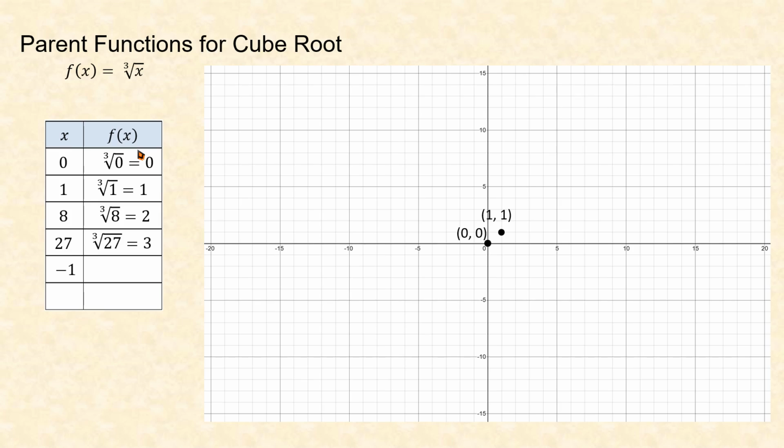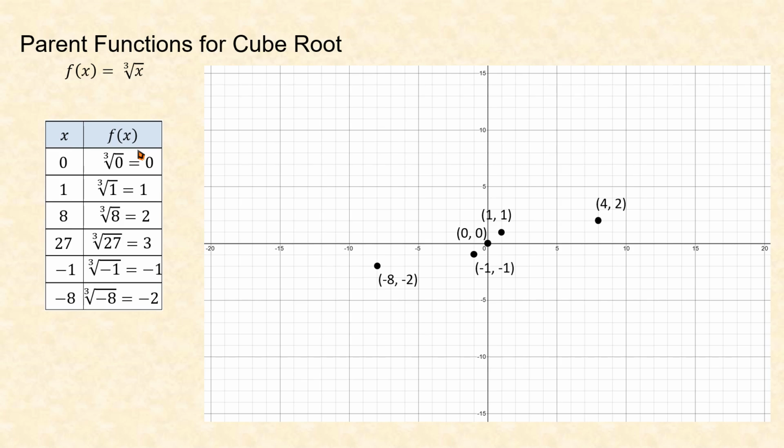Now you can go to the negative side. Can you do cube root of negative? Right, you could. So that's a big difference there. Cube root of -1 is -1. Oh, there's my point. -1 and -1, that's another point. And then cube root of -8 is -2.